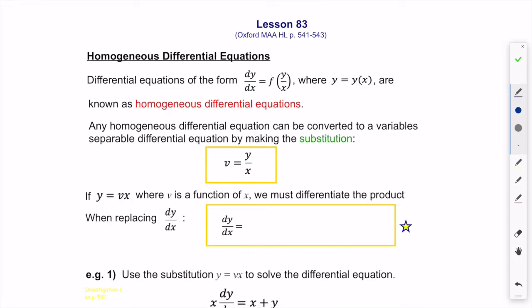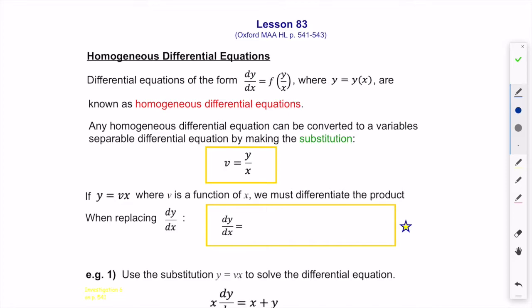Lesson 83, Homogeneous Differential Equations. In this lesson, we are going to look at a strategy that we can use to solve variables separable differential equations if dy by dx can be written as a function f of y over x, where y is still a function of x itself. This characteristic of what we call homogeneous differential equations allows us to still solve variables separable differential equations by making the substitution v equals y over x.